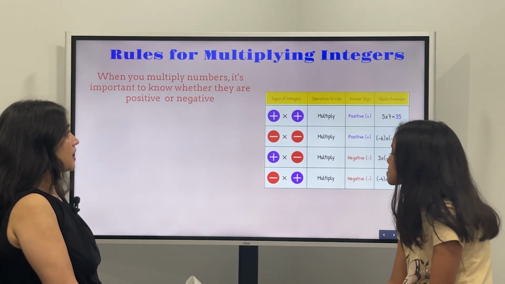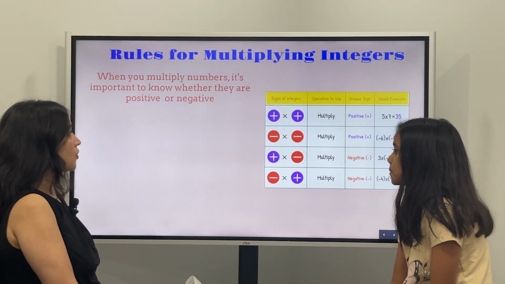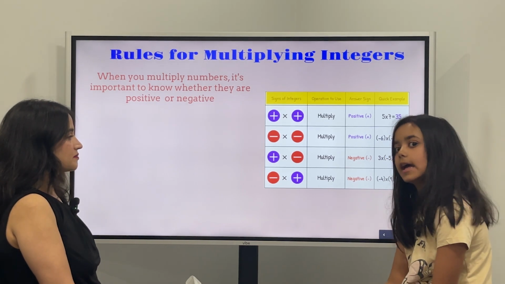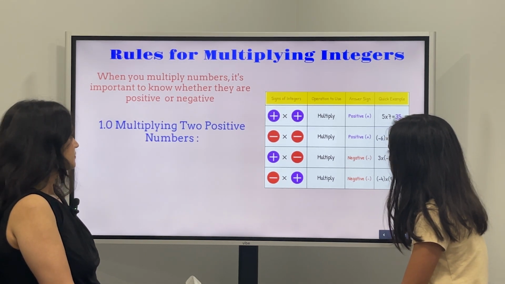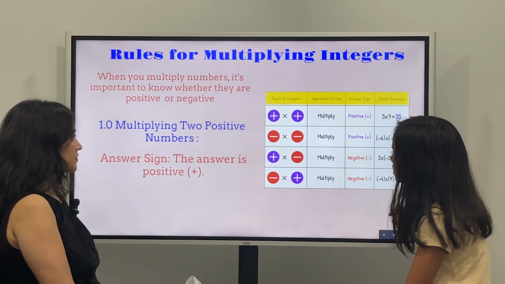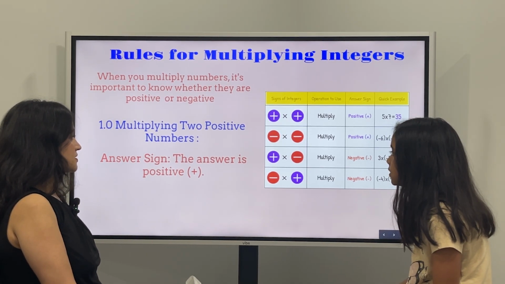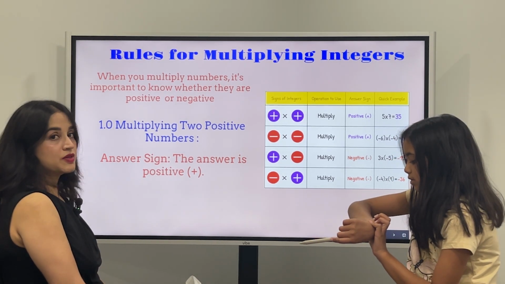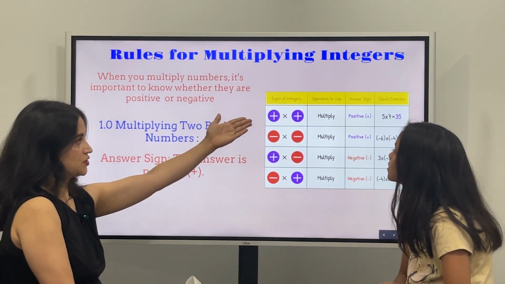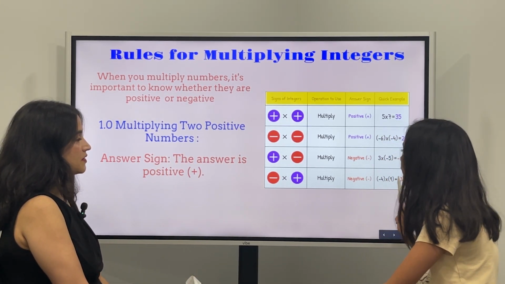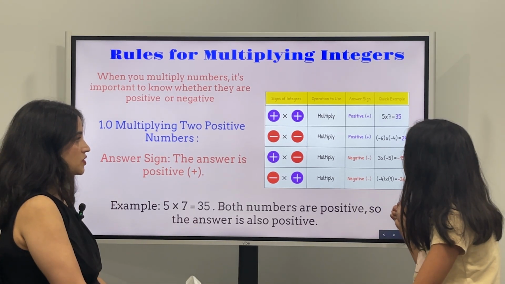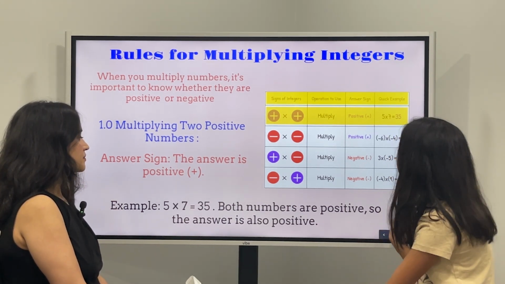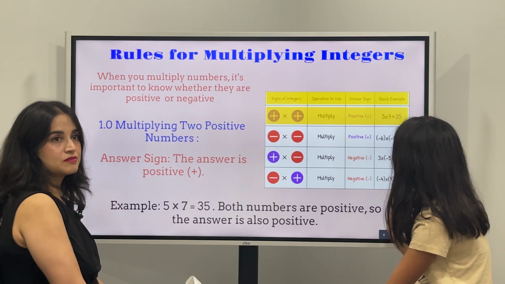So when you multiply numbers, it's important to know whether they are positive or negative. Can you read? Multiplying two positive numbers. So the answer sign is positive. If you multiply two positive numbers, it will be positive, like it shows there. Positive 5 times positive 7 is positive 35. Good. Both numbers are positive, so the answer is also positive.